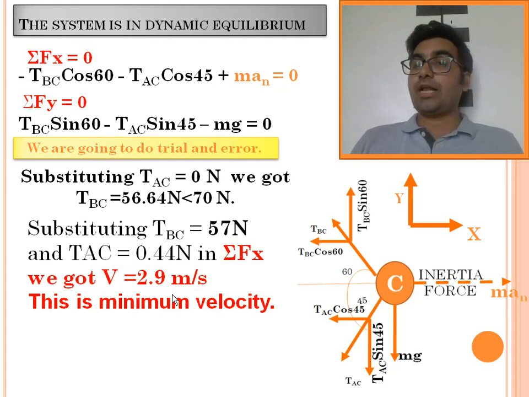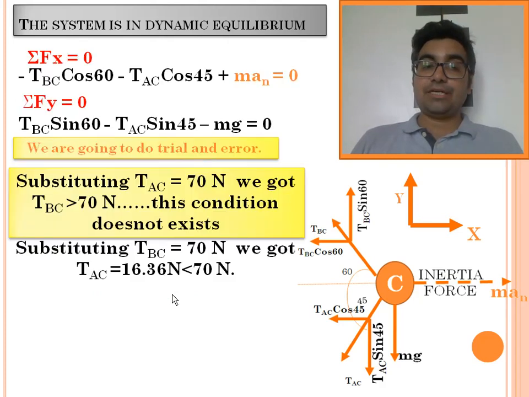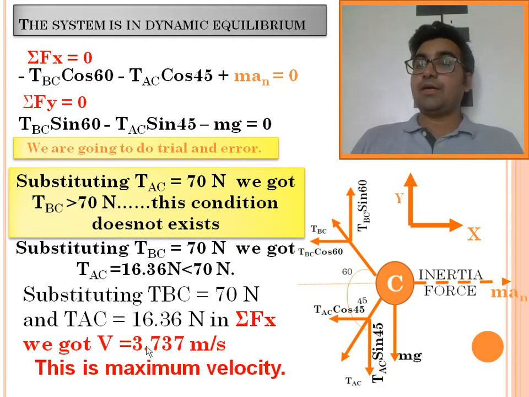We have again got this with the help of the trial and error approach. We applied the condition of dynamic equilibrium. First we took TBC equals 70 Newton. We got TAC equals 16.36 Newton, and that has given us a maximum velocity of 3.737 meter per second.